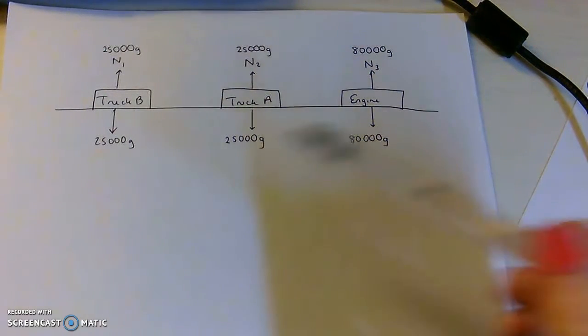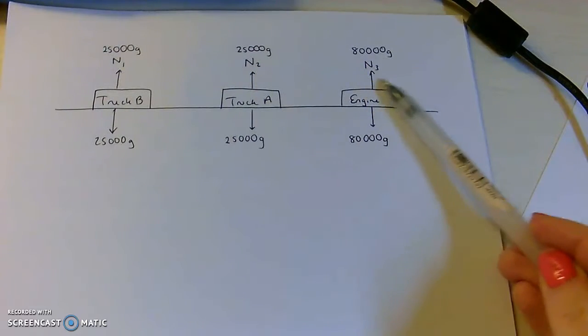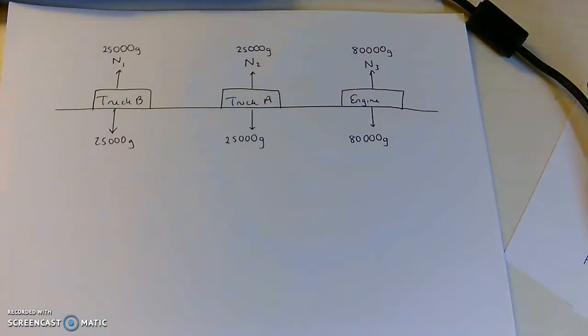You would not get the marks if you just put N for all of these, because you have to show that at least the engine one is a different value of N. Okay, so that's our vertical forces. They're all balanced out because it's not moving up or down. So now we're going to have a look at our horizontal forces.